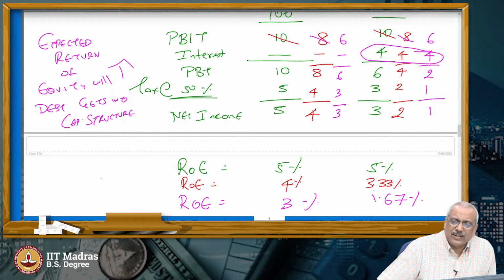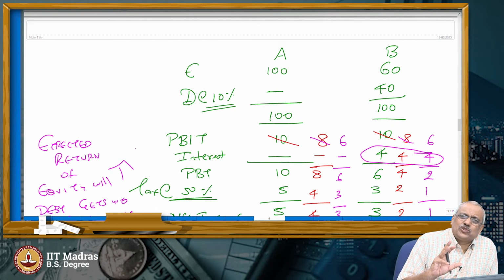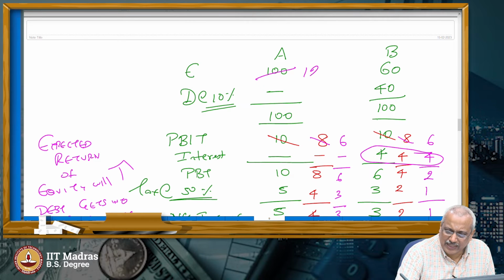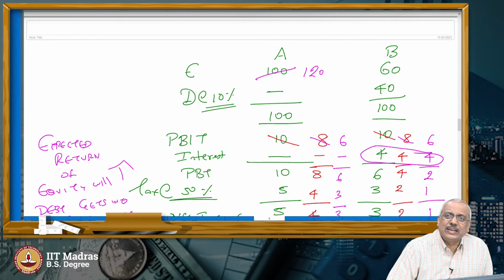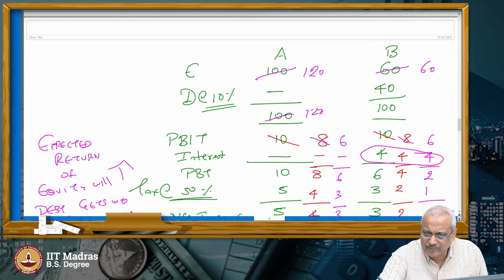Now, let us take this same example. Imagine your company is going in for expansion. You are putting up one more plant and you want to raise $20 more out there. Maybe 20, you can add any number of zeros. So what happens if you add $20 more? My capital moves from 100 to 120. In company A, I have raised it in the form of equity. In company B, I have raised it in the form of debt. So in this case 60 becomes 60, 40 becomes 60, and this becomes 120.